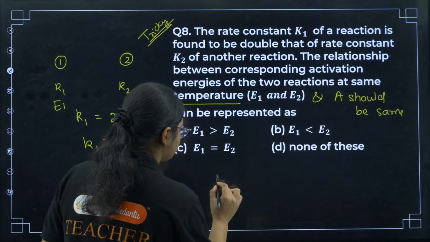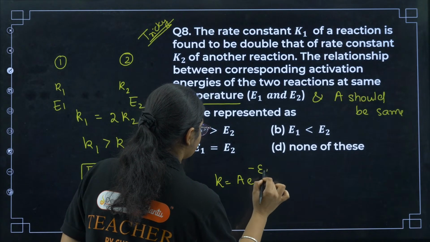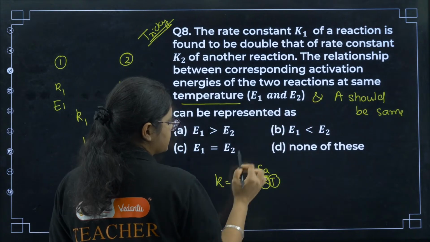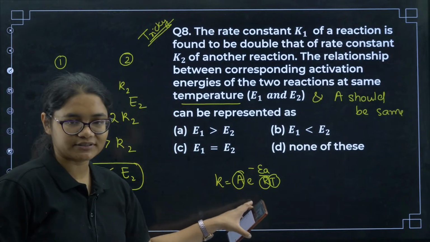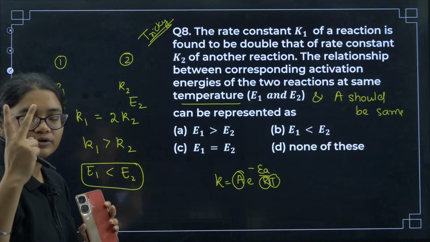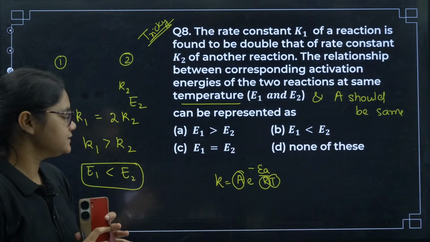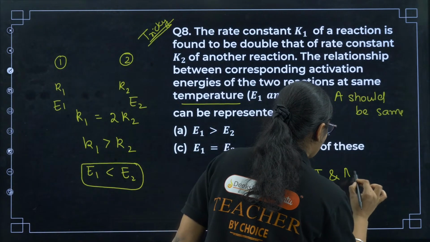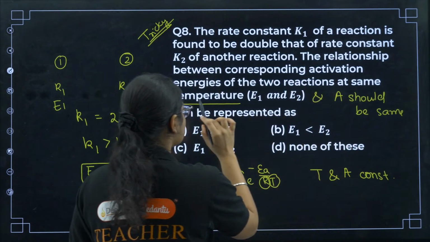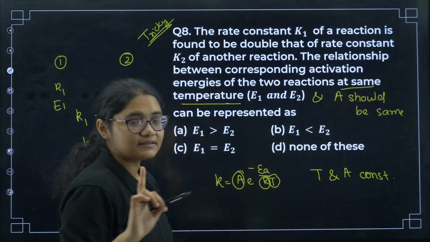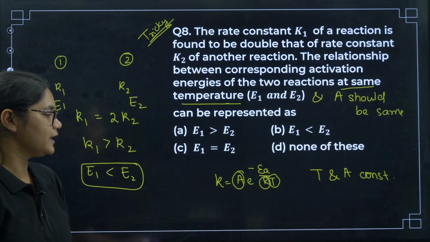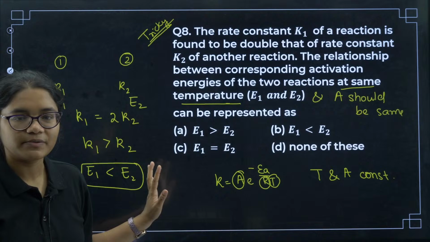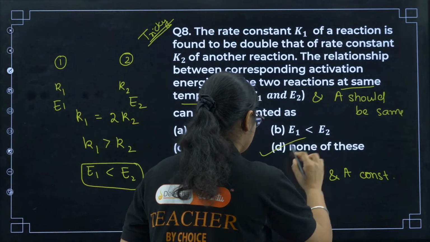See, in the equation we have K equal to A into e to the power of minus EA by RT. R is a constant, and T is same for both the reactions. A should also be same. If A is also same, then we can compare K1 and K2 of two different reactions. K1 and E1 can be compared only when you have temperature and A constant. Here it was mentioned that temperature is constant, but nothing is mentioned about A. So we cannot assume that A is constant for the reaction. If A is not constant, then we cannot say anything about this reaction. So the answer has to be option D here.